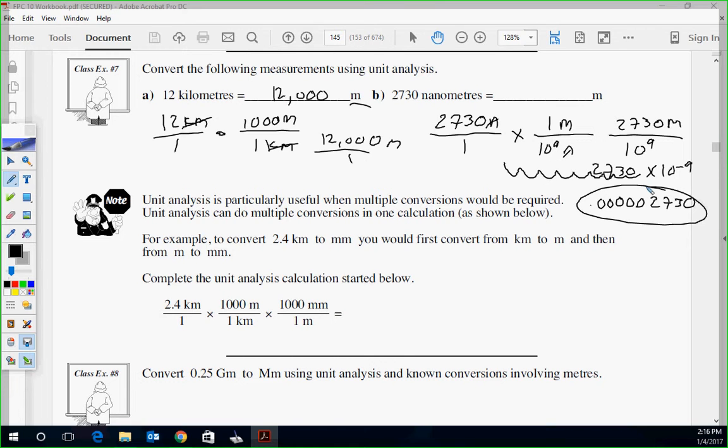Okay, unit analysis is particularly useful when multiple conversions will be required. Unit analysis can do multiple conversions in one calculation, as shown below. For example, to convert 2.4 kilometers to millimeters, you would first convert kilometers to meters and meters to millimeters, because meters is kind of the middle guy. So it's 2.4 over 1, 1,000 meters over 1 kilometer, 1,000 millimeters over a meter. And so when you multiply, this would cancel, this would cancel. Then you multiply all those, and you'd have that big number there of 2.4 million.